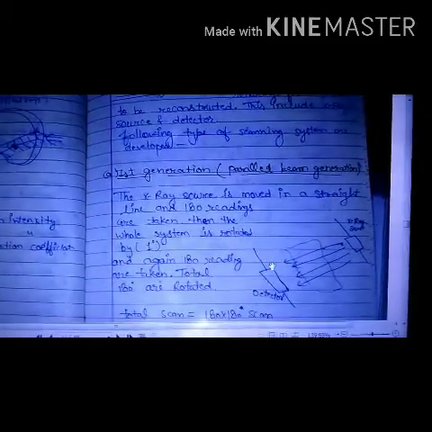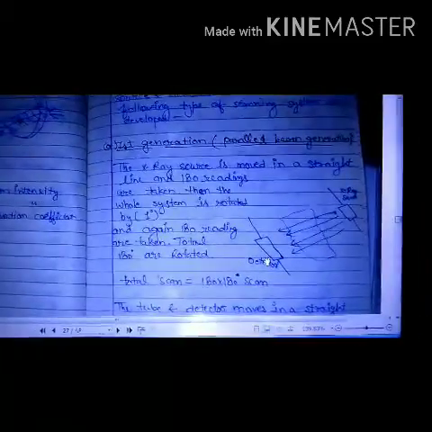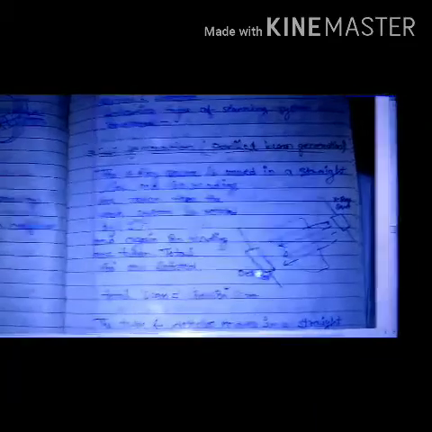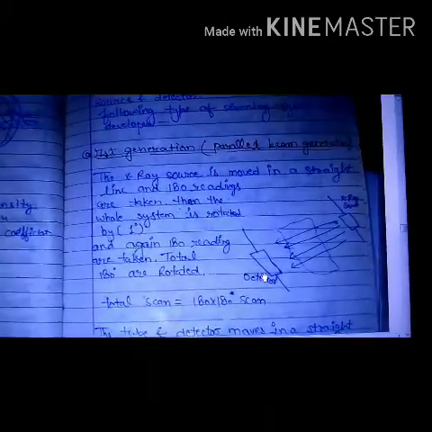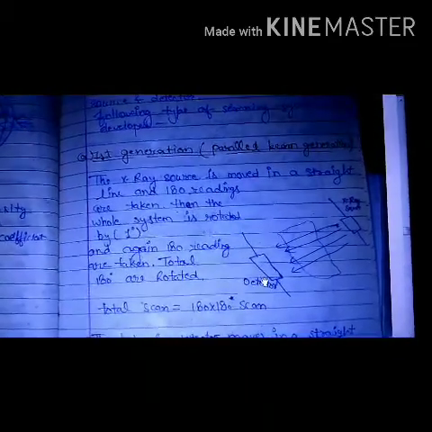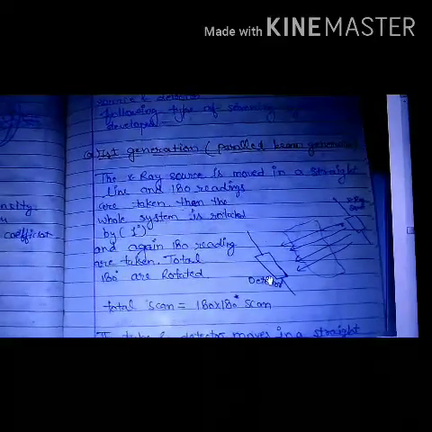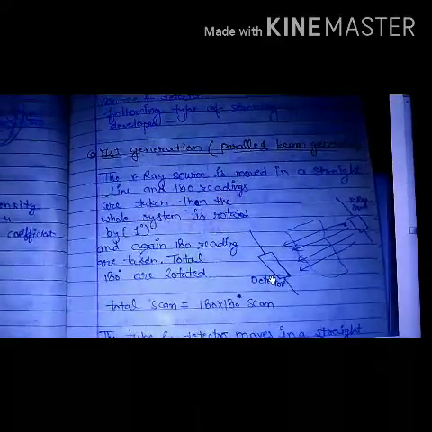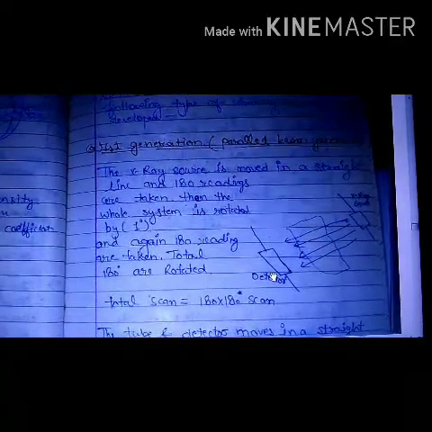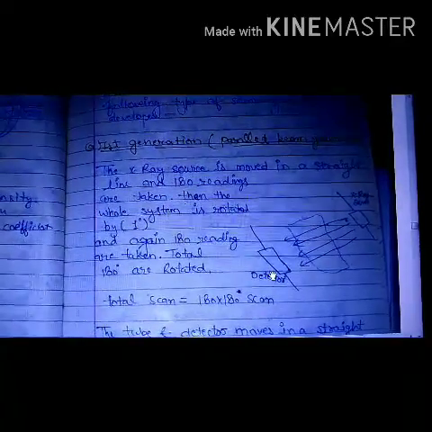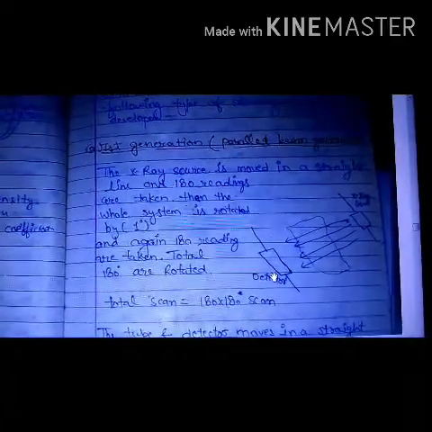Now the first generation was also known as parallel beam generation. The X-ray source moved in a straight line and 180 readings are taken. Then the whole system is rotated by 1 degree and again 180 readings are taken. And in total we rotated by 180 degrees.